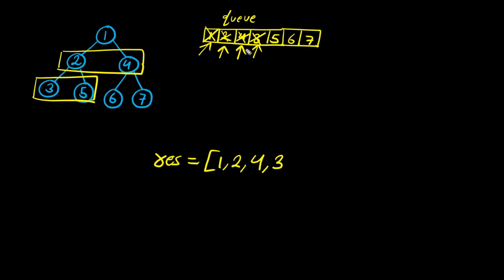Very similarly for 5, we can process this, take it out of the queue, make it part of the result, and 6, 7 exactly the same. So these are all processed. You can see we do have a level order traversal. 1 is printed first, 2 and 4 next, 3, 5, 6, and 7 after that. So this is the level order traversal. Now in this question, there is something different we have to do.